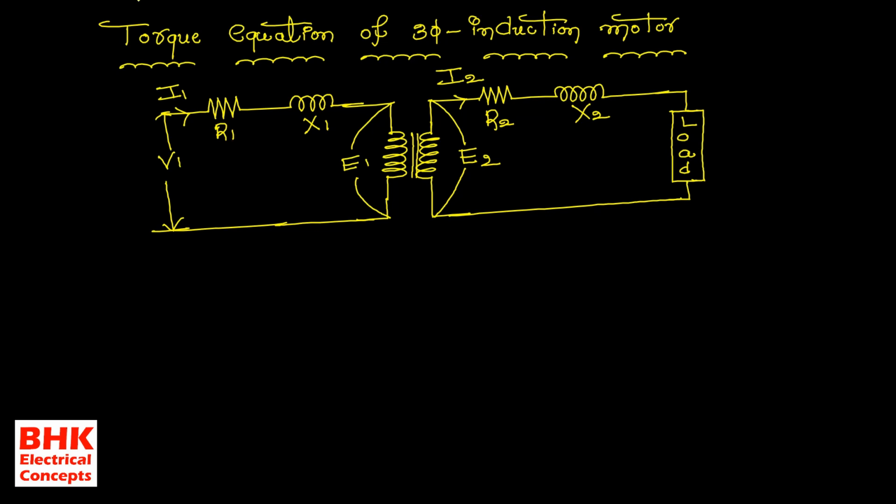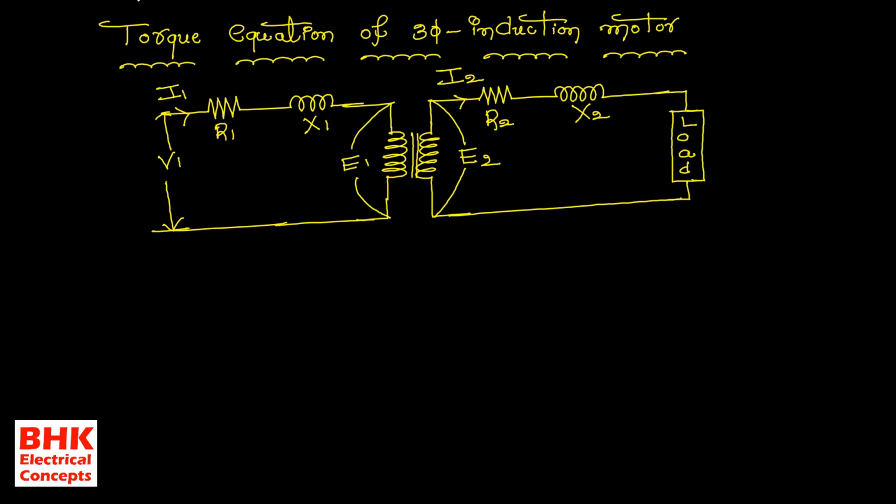Actually, we will get this torque equation in two conditions. One is the standstill condition of a rotor, and the second one is the running condition of a rotor. Standstill condition of a rotor means that the rotor is not rotating. And running condition of a three-phase induction motor means definitely the rotor will rotate. So we are going to get the torque equation for both conditions: one for standstill condition and another for running condition.